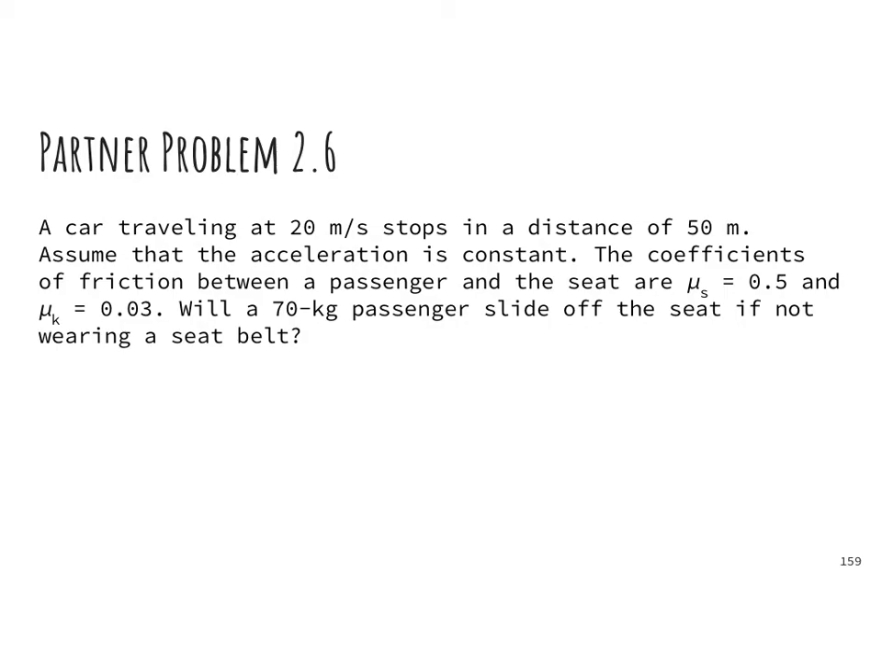All right, so we got another partner problem that we'll take a look at during class. This one is actually pretty complex, and I love solving it because of how complex it is. It really brings together kinematics and dynamics. We have a car traveling at 20 meters per second, and it stops in a distance of 50 meters. Can I do anything with that? Yeah, you bet. I can find the acceleration, right? Assume that the acceleration is constant. The coefficients of friction between the passenger and the seat are 0.5 and 0.03. And my question is, will a 70-kilogram passenger slide off the seat if not wearing a seatbelt?